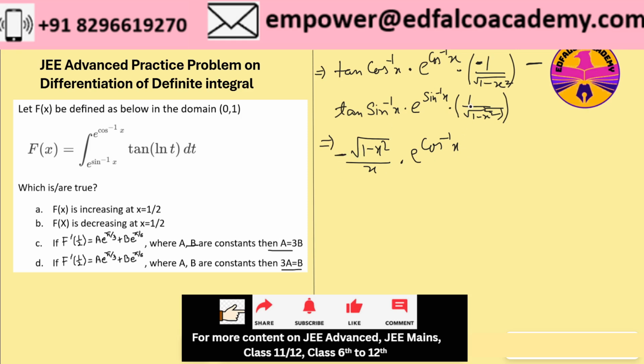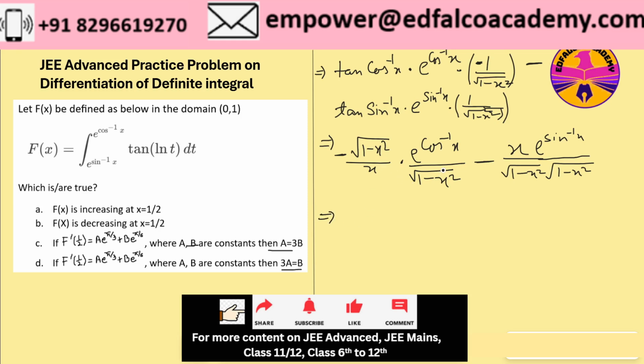So minus 1 divided by root under 1 minus x square, and then again there is a minus for the second term. The second term, tan of sine inverse x, will become x by root under 1 minus x square, and then multiplied with e to the power sine inverse x, and then at the bottom denominator we will have root under 1 minus x square again. So this is what the next step looks like.